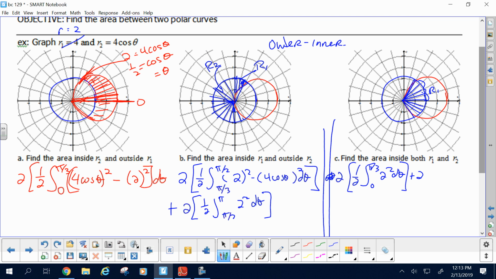Plus, I'm just going to go to the next line. Plus two times a half, from where to where? From pi over 3 to pi over 2, that's when that cosine curve would be down to 0, of an r. If cosine was 0, then you'd be here, so it's cosine to pi over 2, that's a 2. And what's the integrand? 4 cosine theta. Yeah, now we're inside the red, so that's 4 cosine theta. Don't forget to square it. And we're good. Follow?